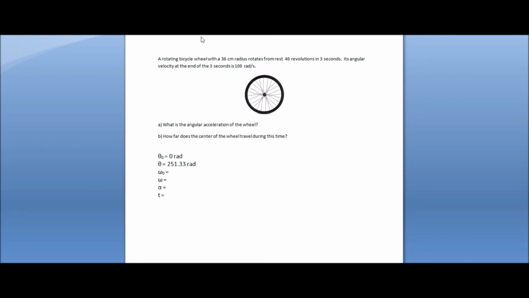Our starting angular velocity says it starts at rest, I believe, right there. So 0 radians per second. And our final angular velocity is 100 radians per second because it says so in the problem. We do not know the angular acceleration, and it's going to rotate for 3 seconds.